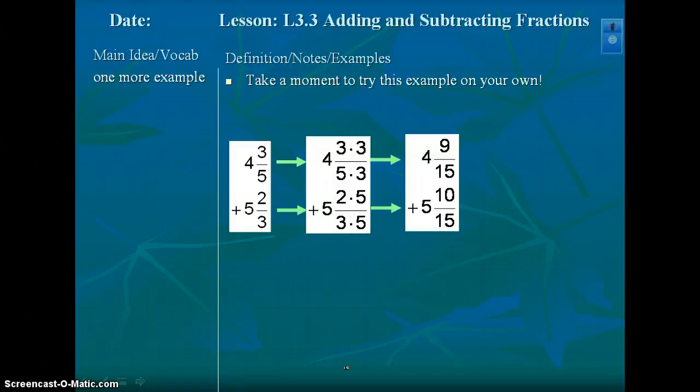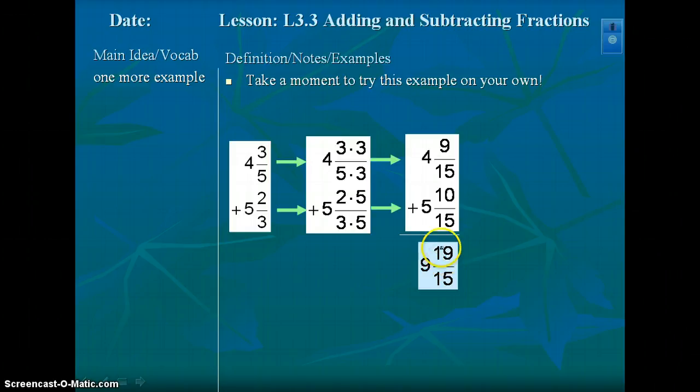Working towards our common denominator. The least common denominator is 15. You may have chosen a different denominator. That's okay. We just have to make sure we simplify in the end. Adding our numerators together and our whole numbers together, 9 plus 10 gives us 19/15. 4 plus 5 gives us 9 wholes.